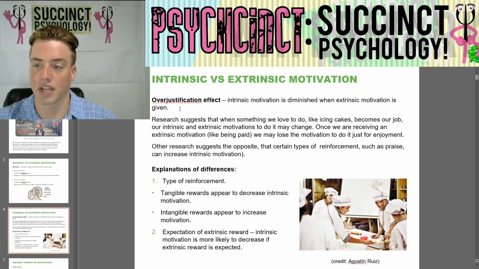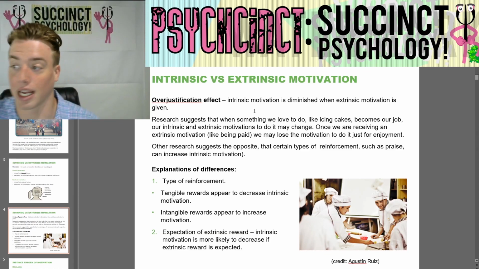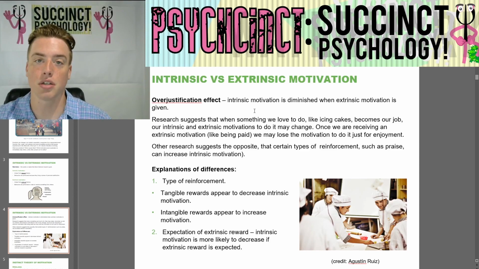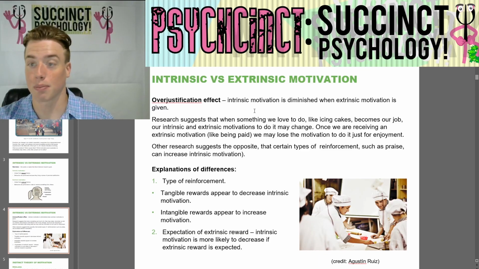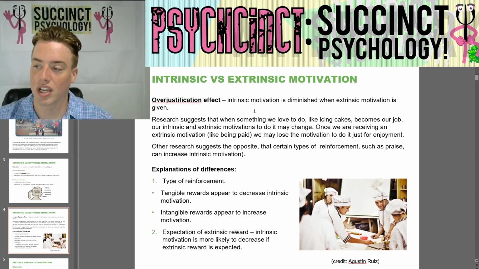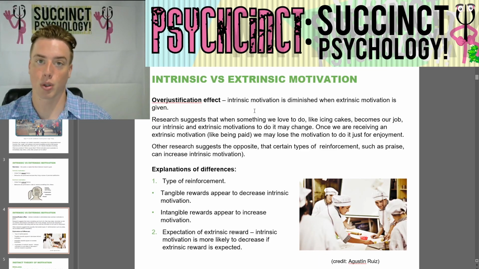So, the overjustification effect. Intrinsic motivation is diminished when extrinsic motivation is given. Research suggests that when something we love to do, like icing cakes, becomes our job, our intrinsic and extrinsic motivations to do it may change. Once we are receiving an extrinsic motivation, like being paid, we may lose the motivation to do it just for enjoyment. Other research suggests the opposite, that certain types of reinforcement, such as praise, can increase intrinsic motivation.